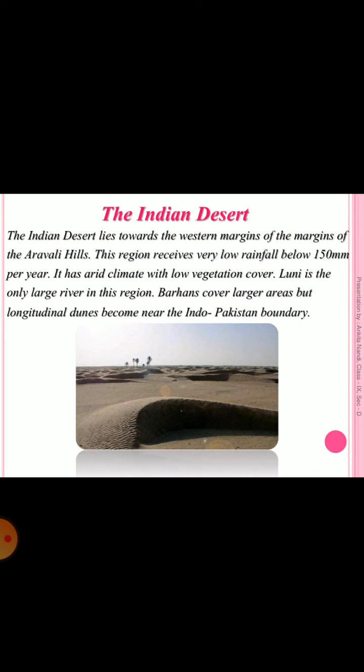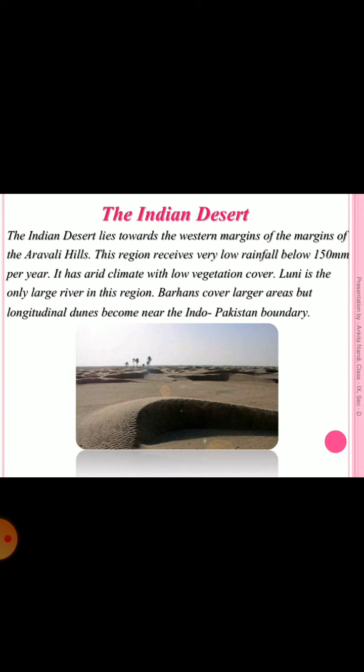First of all, we are going to discuss the Great Indian Desert, also known as Thar Desert. The Indian Desert lies toward the western margins of the Aravalli Hills. This region receives very low rainfall, below 150 millimeter per year. It has arid climate with low vegetation cover. Luni is the only large river in this region. Barchans cover larger areas, but longitudinal dunes become prominent near the Indo-Pakistan boundary.